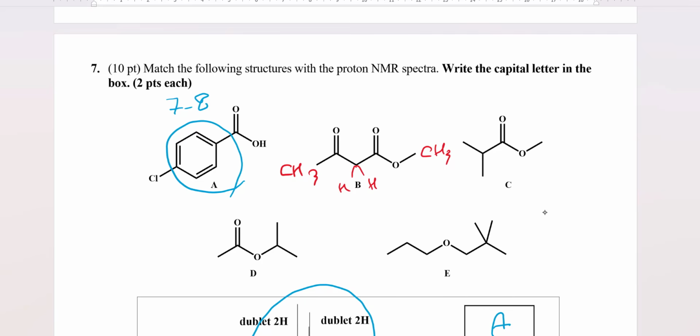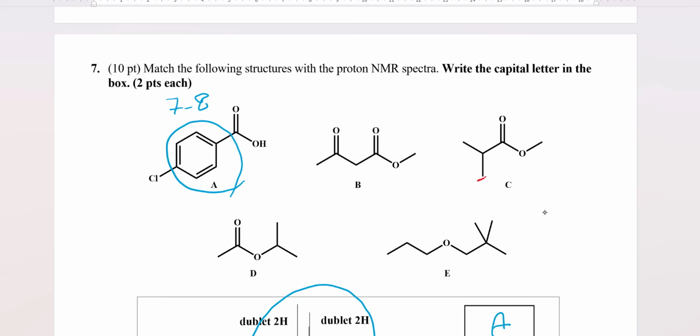For compounds C and D, they have a very similar pattern. These two CH3 are identical. So we see one peak. This CH, another peak, and CH3, another peak. So we should see three signals. Same thing for D. But their difference is in C, a methyl attached to the oxygen. In D, an isopropyl attached to the oxygen. So the chemical shift of CH and CH3 will be different for these two compounds.